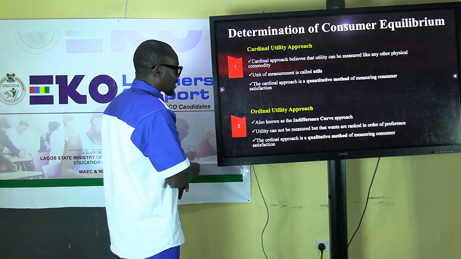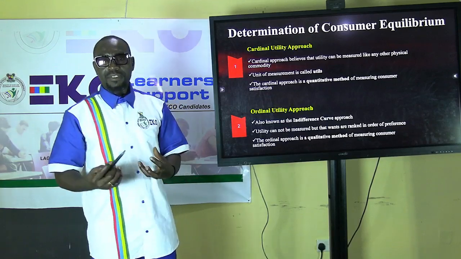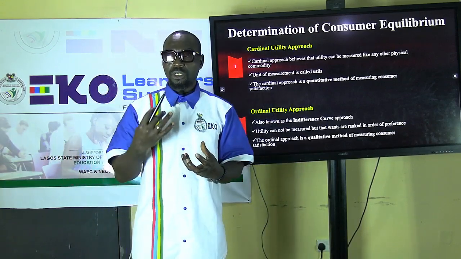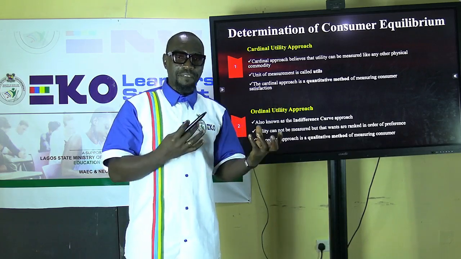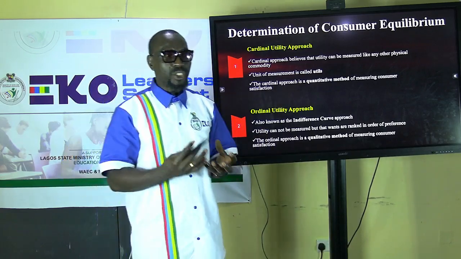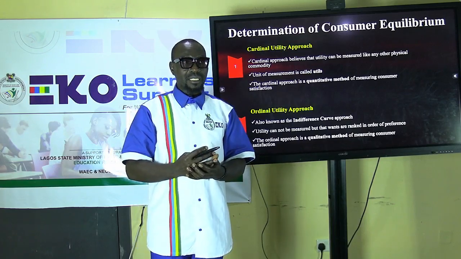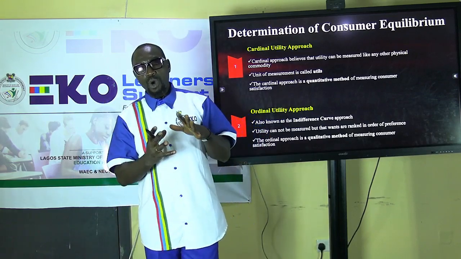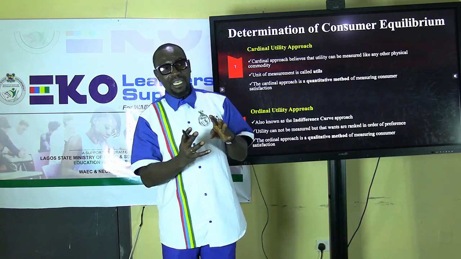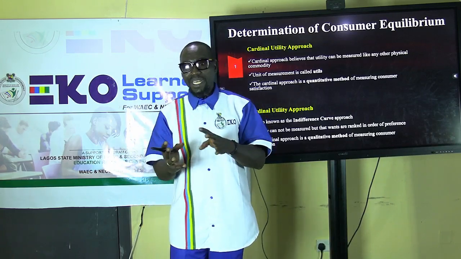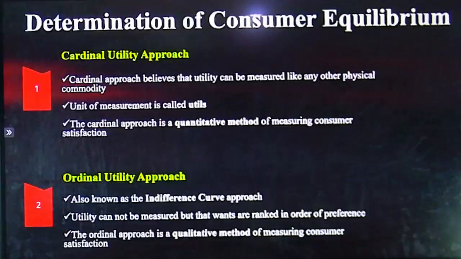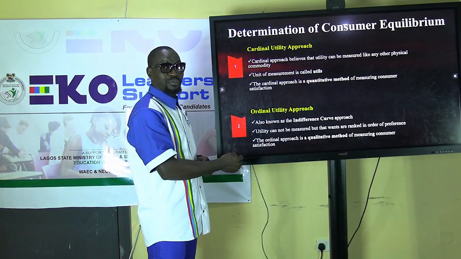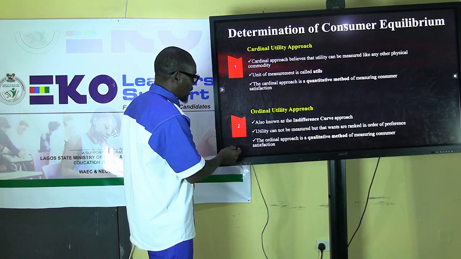The ordinal approach, on the other hand, say that you cannot measure utility like other physical products. That what you can do is to rank utility in comparative terms. In other words, you can say I derived more utility from consuming this basket or bundle of commodities compared to when I consumed that bundle or basket of commodities. The ordinal approach is therefore referred to as the qualitative method of determination of consumer satisfaction.